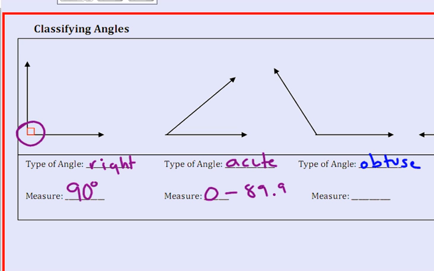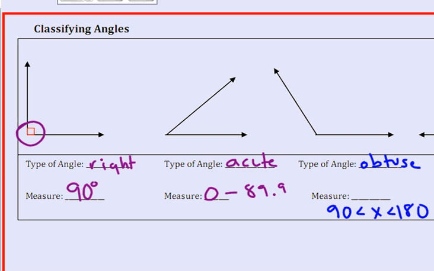Obtuse is going to go anywhere from bigger than 90 up to 180. Okay, so it's going to be from 90 to 180, basically like 90.1 up to 180, but not quite equal to 180. So maybe we'll write this as an inequality: 90 is less than the angle, which is less than 180. Notice I didn't put the equal sign in there because that means that it can't be 90. It's just going to be bigger than 90 or smaller than 180.